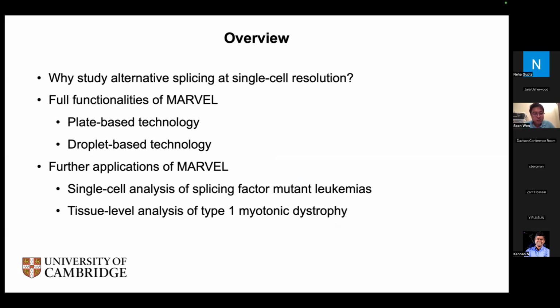And I'm going to show you some applications of Marvel to understand the biology of certain diseases. And I'm going to show you two case studies. The first is a single cell analysis of splicing factor mutant leukemias, so blood cancers. And we'll end off with showing you an application of Marvel to study bulk RNA sequencing data. So although Marvel was developed for analyzing single cell data, it can also handle bulk or tissue level analysis.